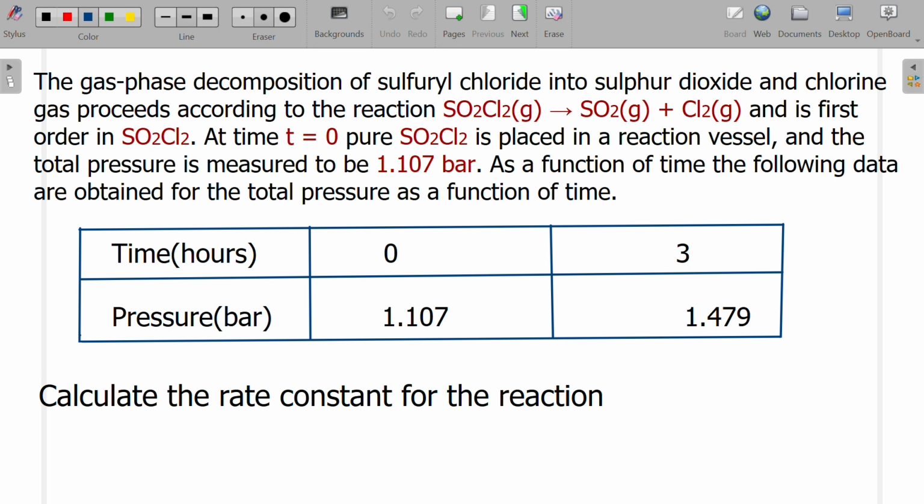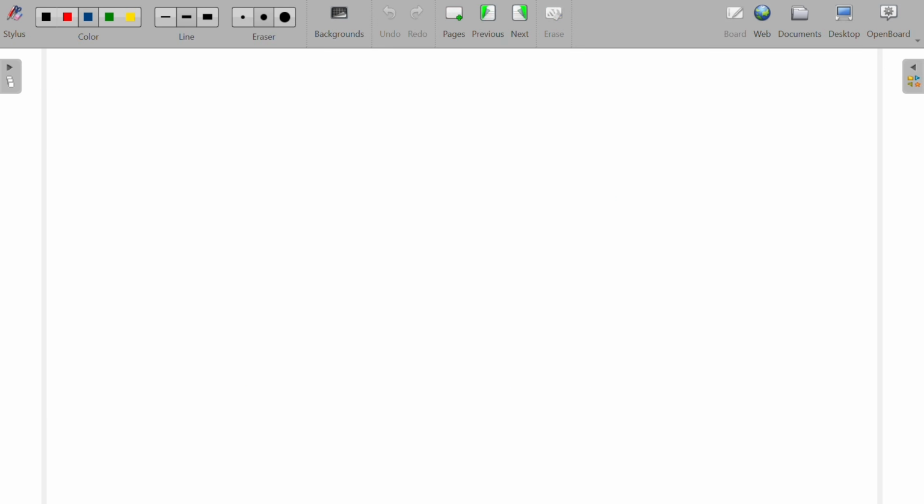The question is to calculate the rate constant for the reaction. So we're looking for the value of the rate constant. Let's go ahead and see how we can solve this. To solve this, we need to start by having an ICE table. We need to derive the formula that will help us find the rate constant in this case. So let's go ahead and do that.